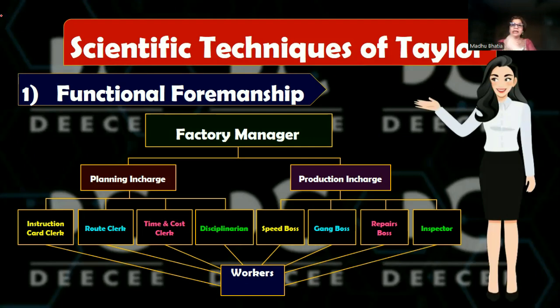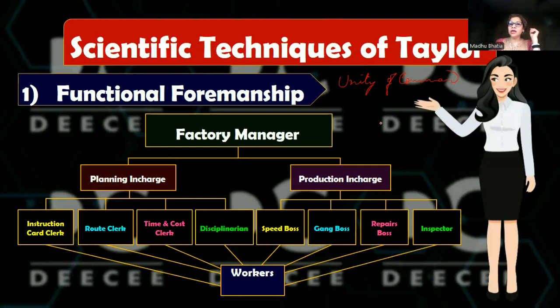So the first technique that Taylor has given is functional foremanship. Functional foremanship is in absolute contrast to which principle? Unity of command. It is absolutely opposite to unity of command. Now, what Taylor said? Taylor said that it's not possible for one person, one manager to have all the qualities like insight, leadership, motivation, communication, decision making, physical ability, mental agility. All these qualities cannot be present in one person.